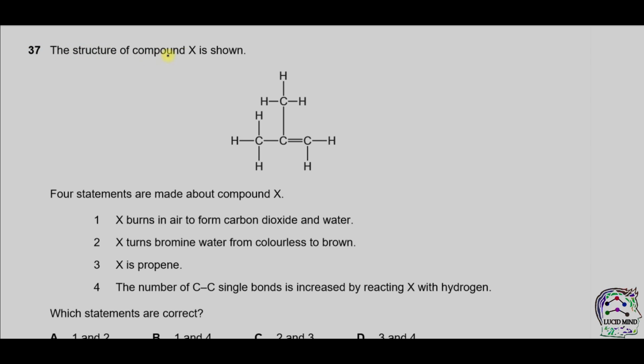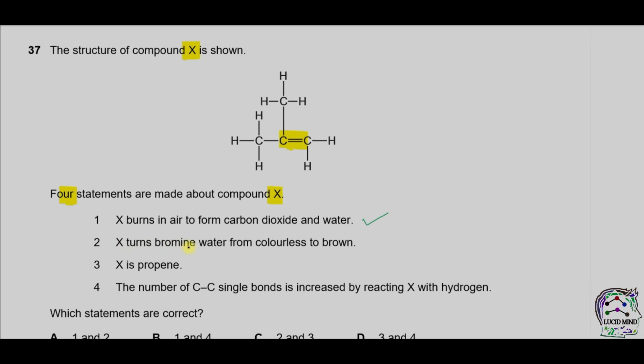Question 37. The structure of compound X is shown. This is compound X. We have a double bond which is present. 4 statements are made about compound X. Option 1. X burns in air to form carbon dioxide and water. As we can see, it contains carbon and hydrogen only, so therefore it is a hydrocarbon, and hydrocarbon burns to form carbon dioxide and water, so statement 1 is true.